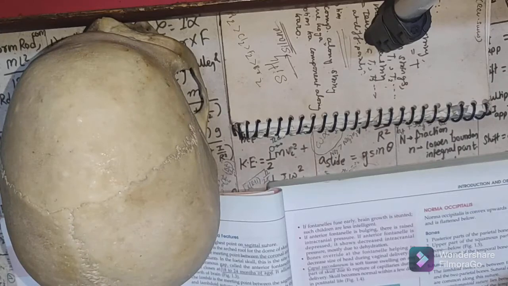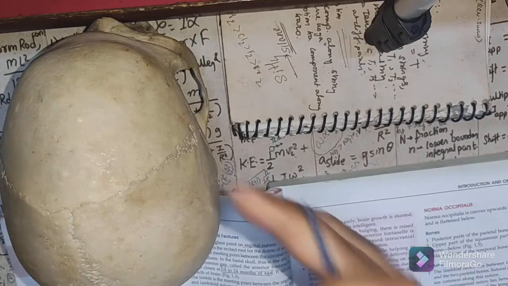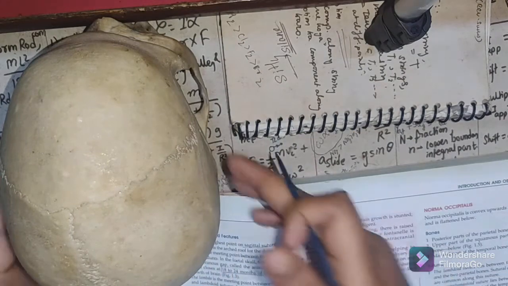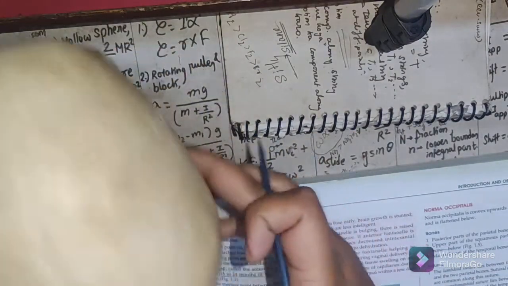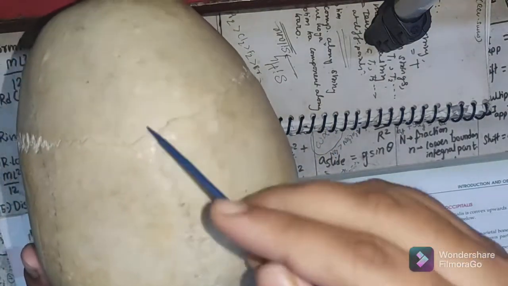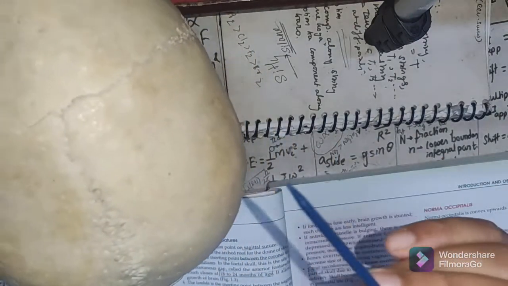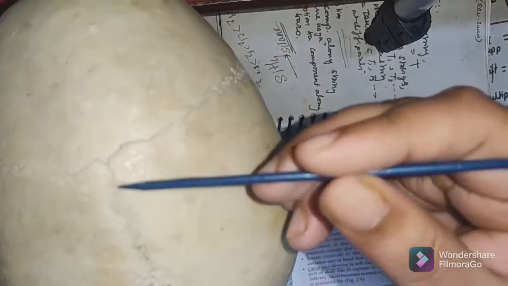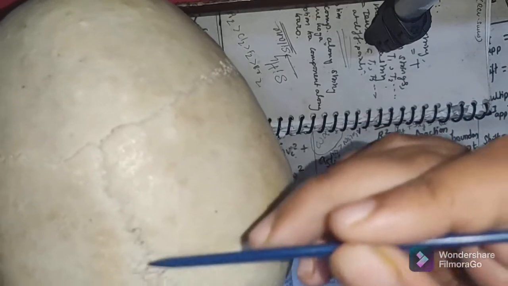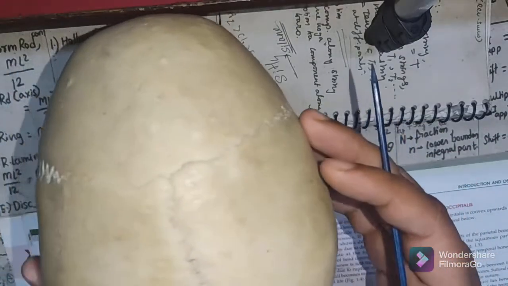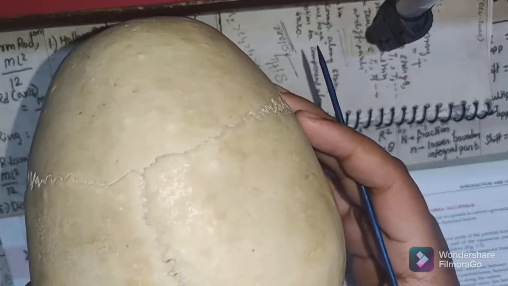Now let us talk about some other features of norma verticalis. I already showed you the sagittal suture. So this one is the sagittal suture, you can see. The vertex is the highest point. I name it again: vertex is the highest point on the sagittal suture. It's generally present at the midpoint somewhere over here. So if a question comes asking what's the highest point of the sagittal suture, you should name it as vertex.